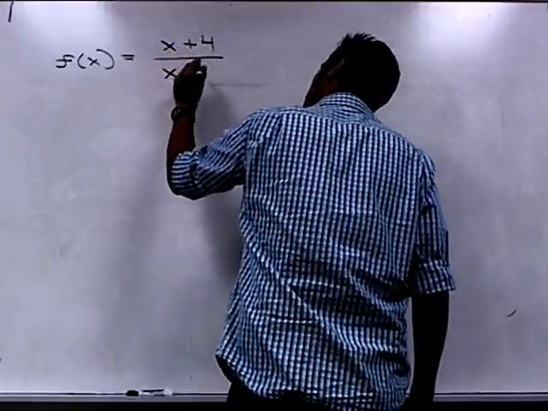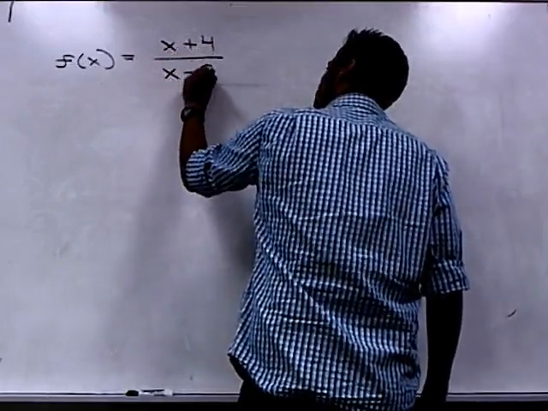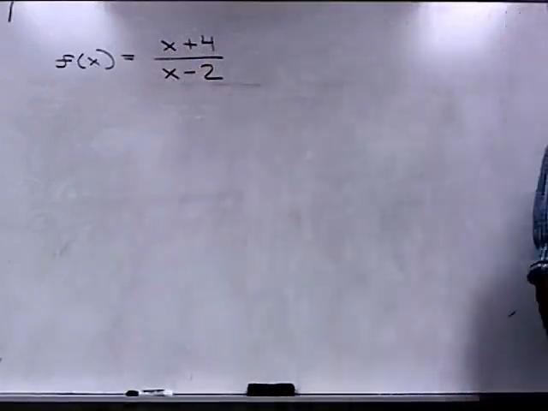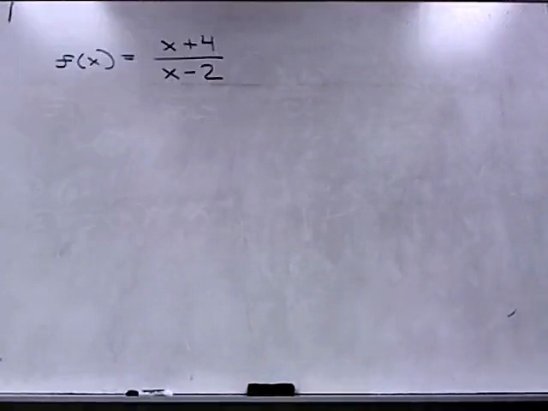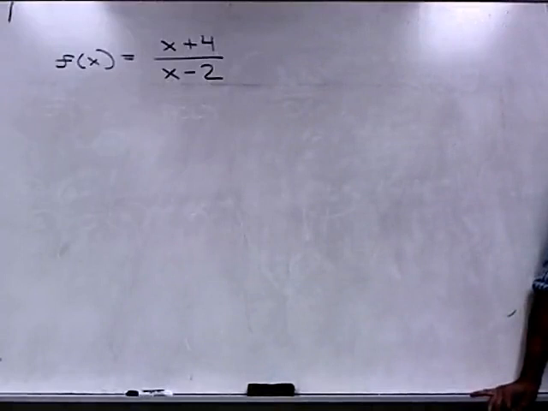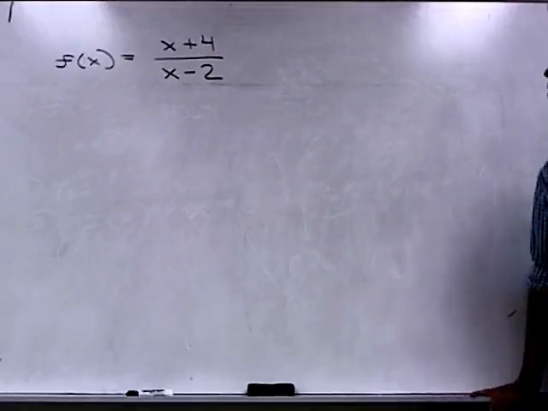Let's make that x plus 4 over x minus 2. Okay? So, do you agree that the numerator is a polynomial? It's a line, isn't it? X plus 4 is a line, but lines are polynomials. We said that already. The denominator, x minus 2, is another line. So we do have a polynomial divided by a polynomial.